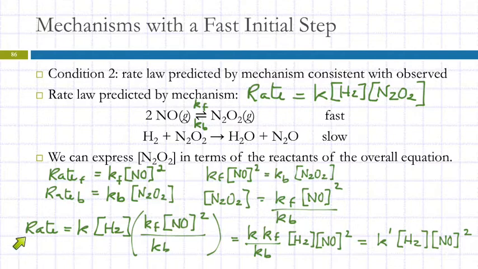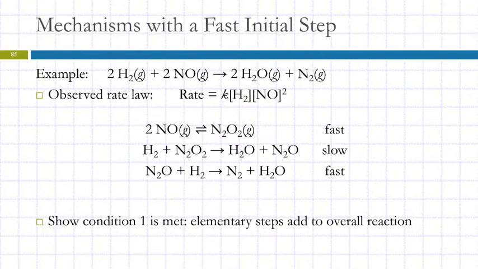So I'm just taking all of those constants and lumping them together and calling them a different constant. Now, does this rate equals a constant times H2 times NO squared look like the observed rate law? Let's go back and see. Why, yes it does. Imagine that. The looks on your faces are just priceless.